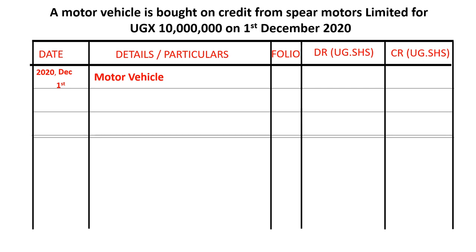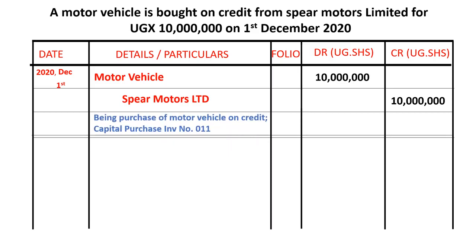The other item that is affected is Spear Motors Limited. This so happens to be a creditor to the business because they've given us a vehicle on credit, so we shall go ahead and increase their account, that is by crediting it. So after writing those two, we put the narration down here to explain what is going on. The narration is that these two entries are the purchase of a motor vehicle on credit, and probably you put the source document reference, capital purchase invoice number 011.